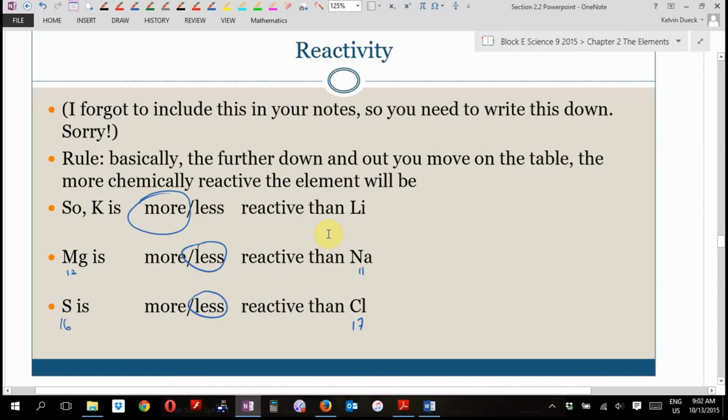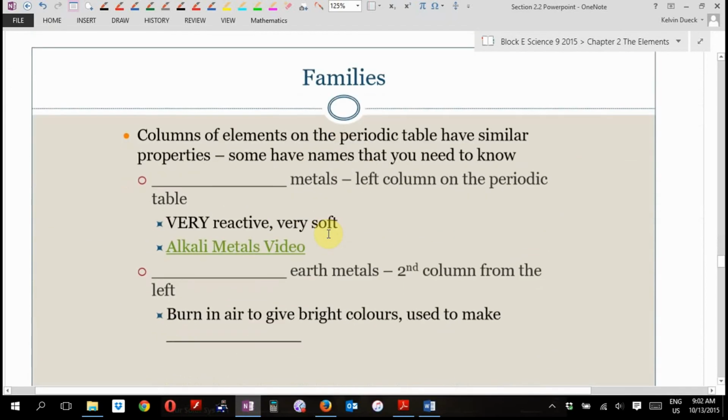Families. Hey, families. So vertical columns on the periodic table have similar properties. We say they're all part of the same family.